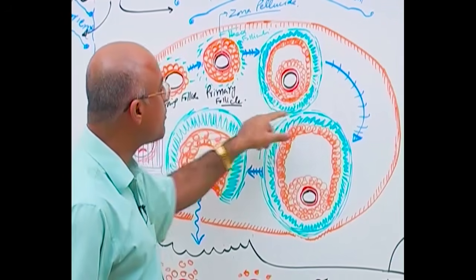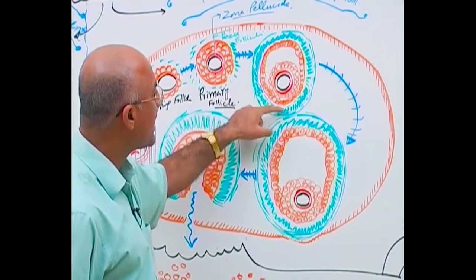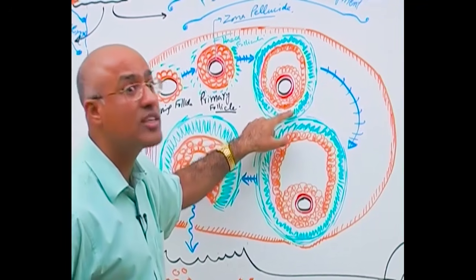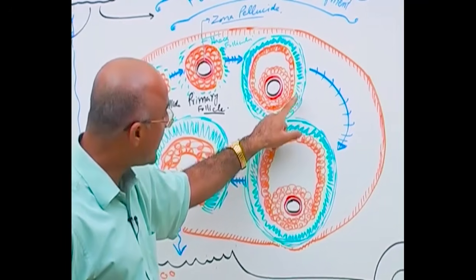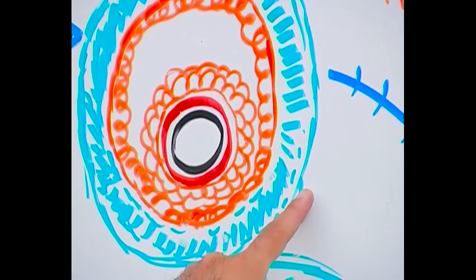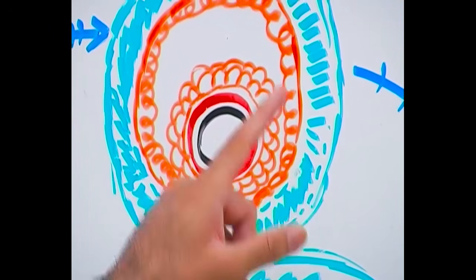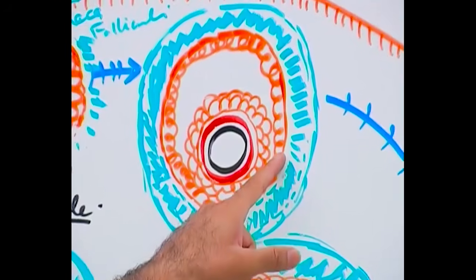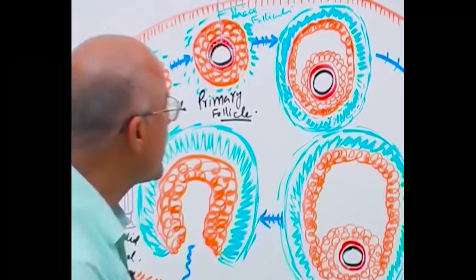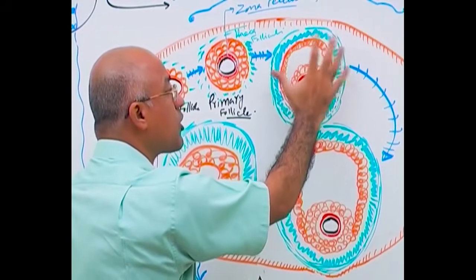And this theca folliculi around it, the cells which are more internally placed are called theca interna. And the tissue which is outside is called theca externa. Later on we will learn that theca interna cells along with the follicular cells produce estrogen. I will discuss that in detail in the next lecture. Then in the next stage, this follicle keeps on growing further.